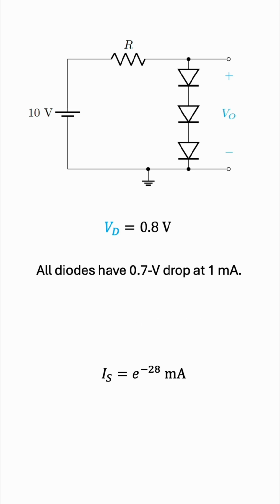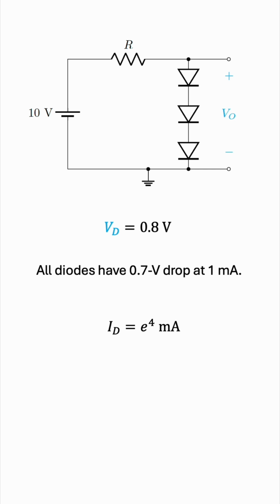Okay. Now, we'll use the same equation again, but for a voltage of 0.8 volts. Again, VT is 25 millivolts. 0.8 over 0.025 is 32. And now we can use the value of IS we found earlier, giving us ID equals e to the 4 milliamperes. So this is the current through each diode in this circuit.